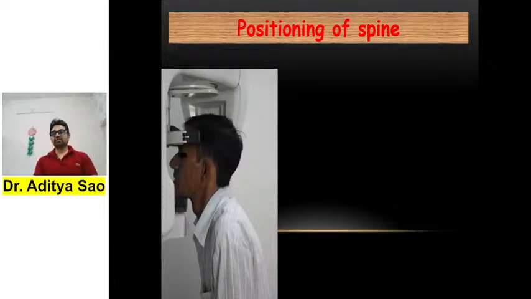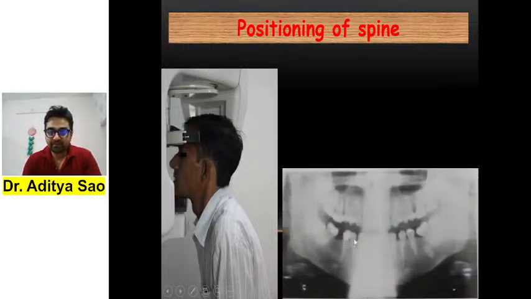Positioning of the spine is very important. So when you put the patient on the chin rest, the head should be upright and it should not be like this, because there is a minus 8 degree vertical angulation in your OPG from below upwards, so the beam passes through the spine. So if you bend the head more, there will be something like this, that is superimposition of the spine on the anterior region. Okay.